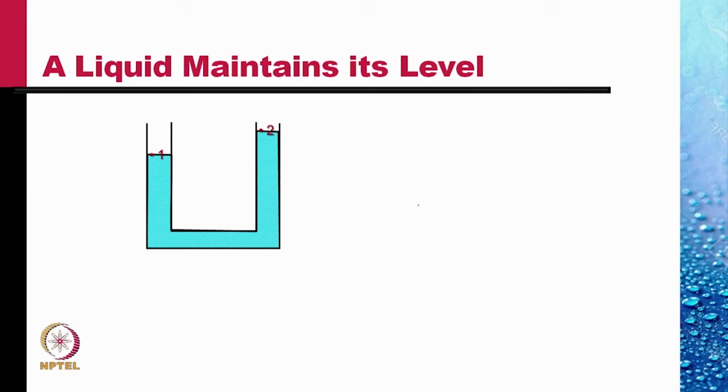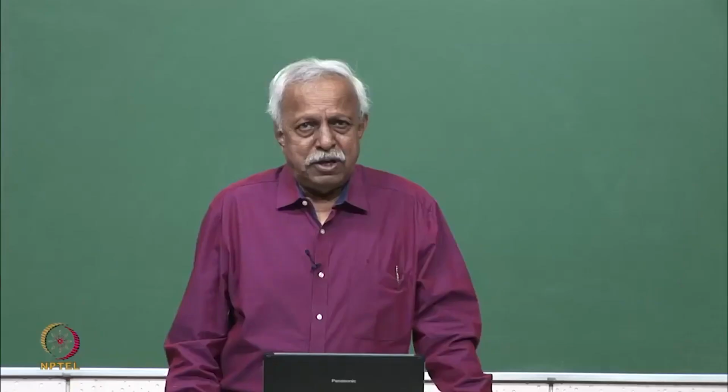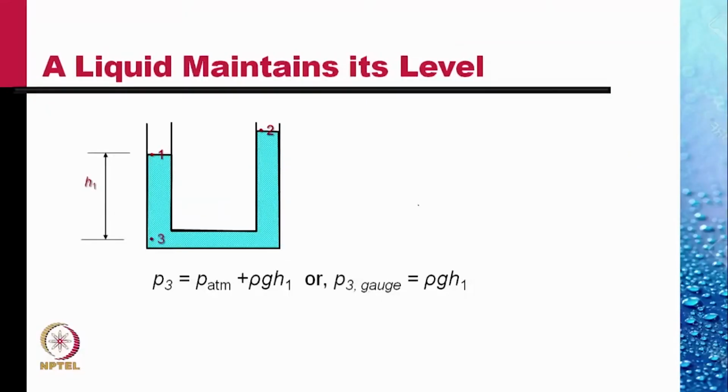How do we show this? We show it using the fact that we have already obtained that the pressures at the same horizontal level are the same in a liquid. The pressure at point 3 is P atmosphere, which is the pressure at 1, plus rho g h1, using the variation in the vertical direction, the hydrostatic pressure law, which we derived earlier. So P3 gauge, the pressure above atmosphere, is rho g h1.